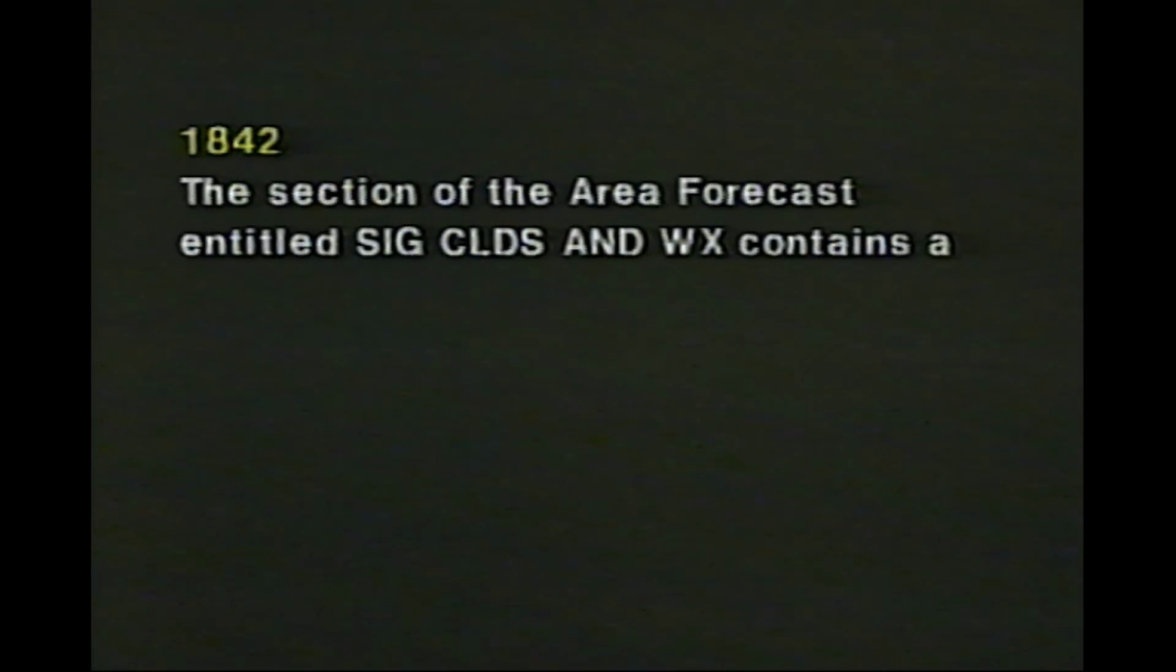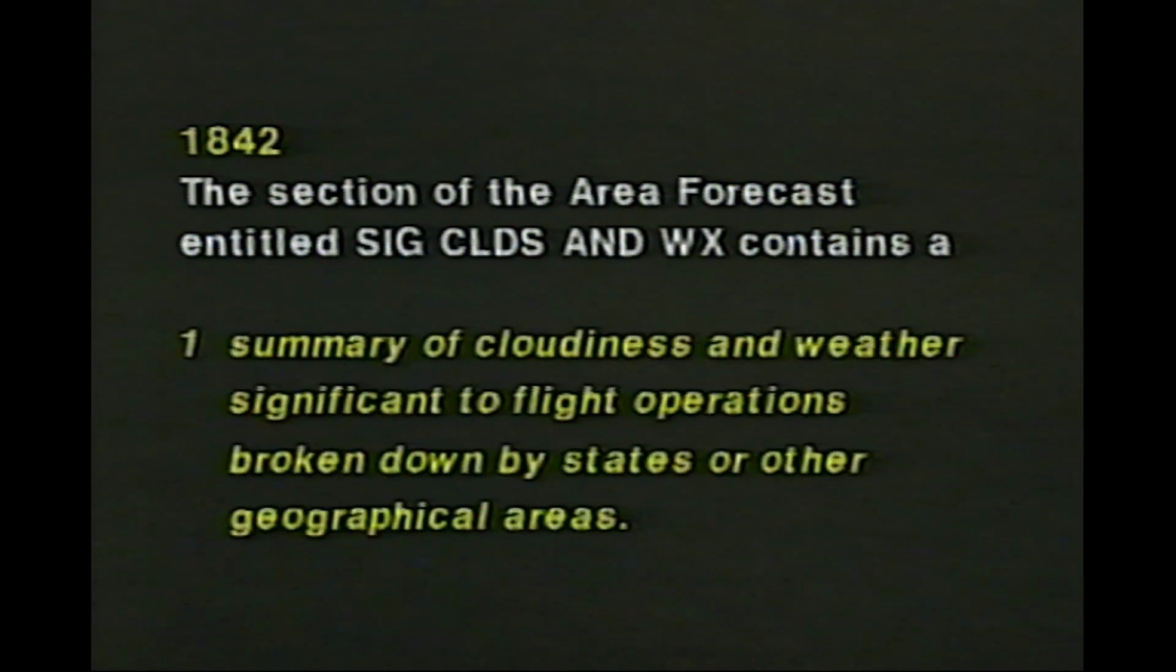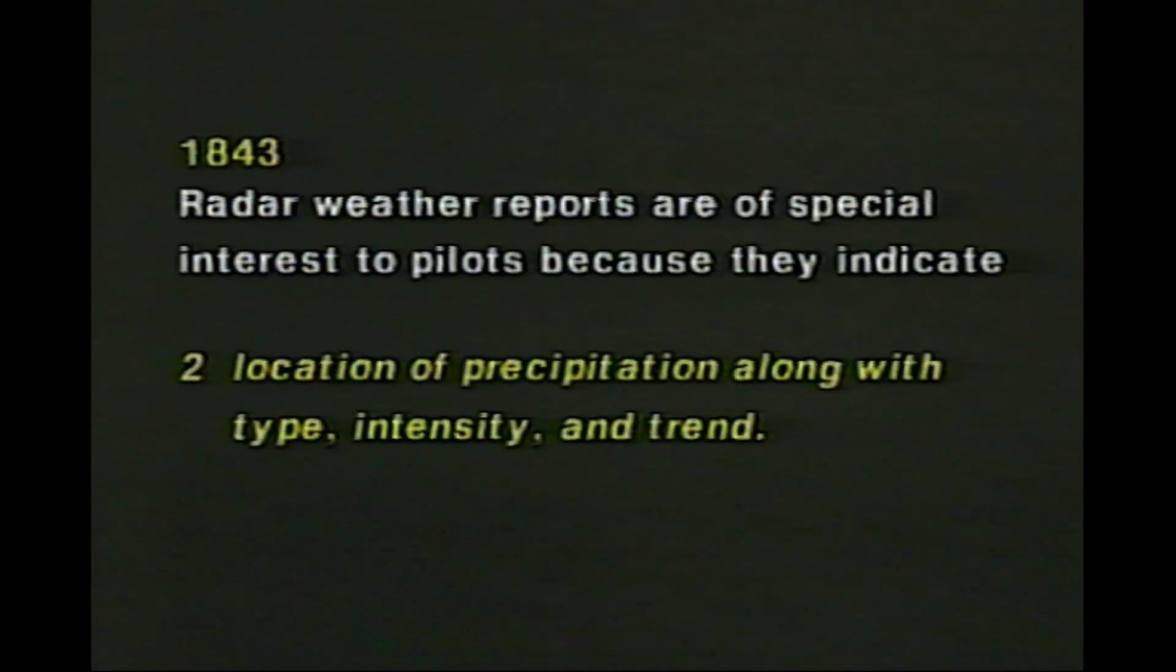842. The section of the area forecast entitled Significant Clouds and Weather contains a... Answer number 1, a summary of cloudiness and weather significant to flight operations broken down by states or other geographical areas. 843. Radar weather reports are of special interest to pilots because they indicate... Answer 2, the location of precipitation along with the type, intensity, and trend.